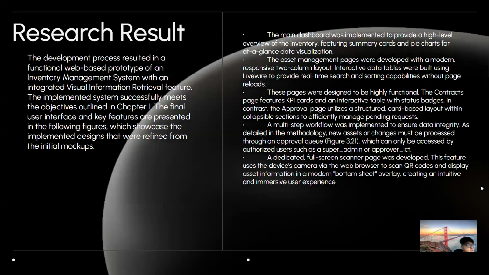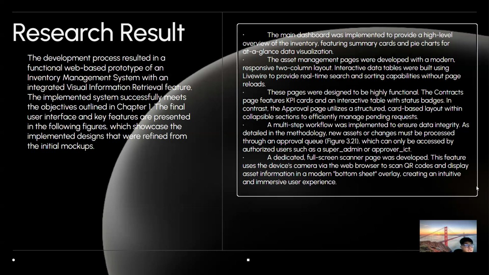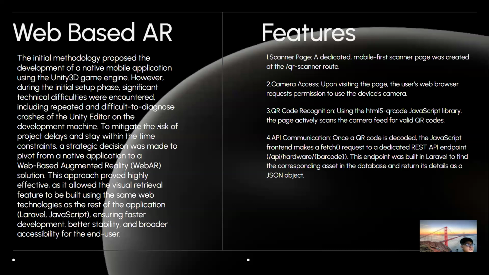The research result is that the development process resulted in a partial web-based prototype of an inventory management system with an integrated visual information retrieval feature. And this is the web-based AR. Initially, the proposed method was to develop a Unity mobile application using a 3D game engine. However, during the initial setup phase there were some technical issues, so I pivoted from web AR to visual information retrieval using just QR.